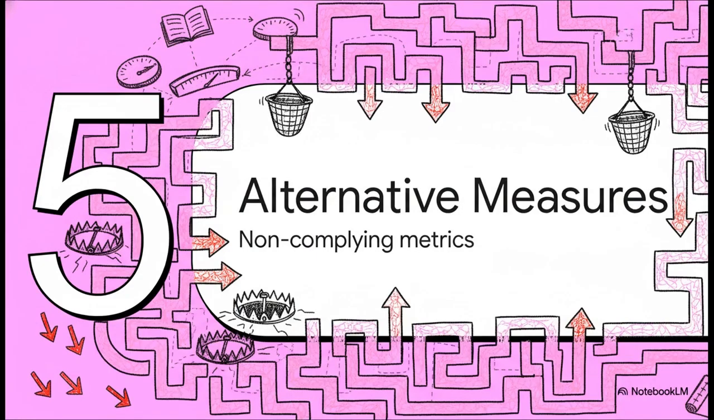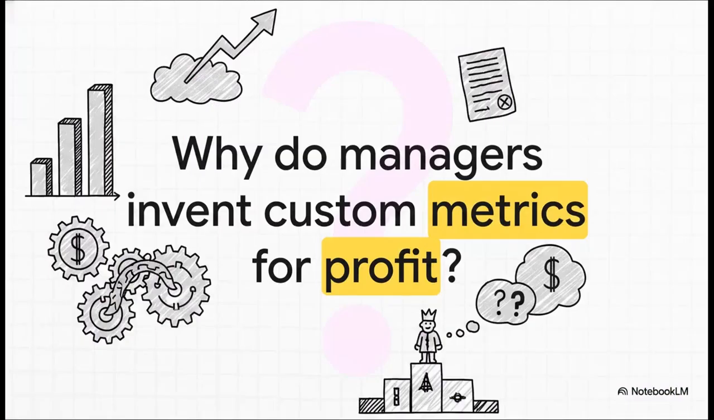Which brings us to Section 5, the alternative measures trap. Let's talk about the temptation of non-complying metrics. As an advisor, I've got to say, this is where I see the absolute most risk in the boardroom, the temptation to step outside standard reporting rules. So I'll pose this question directly to all of you. Why do managers invent metrics like underlying profit or cash earnings? Well, when the strict, rigid rules of accounting don't perfectly tell the growth story that the board wants to see, there's a really strong temptation to just create a bespoke, non-complying performance measure.